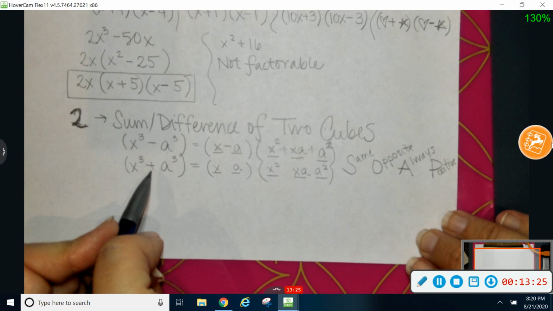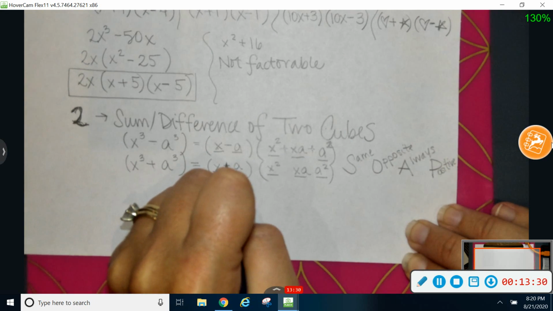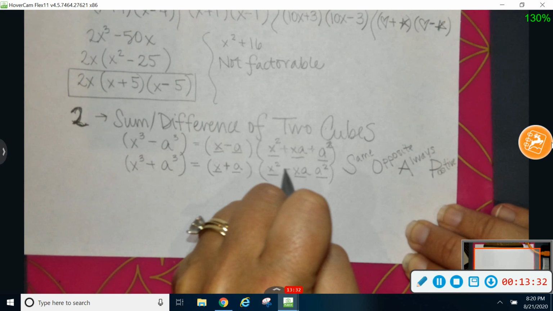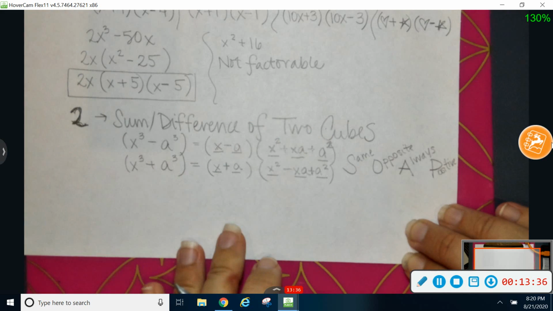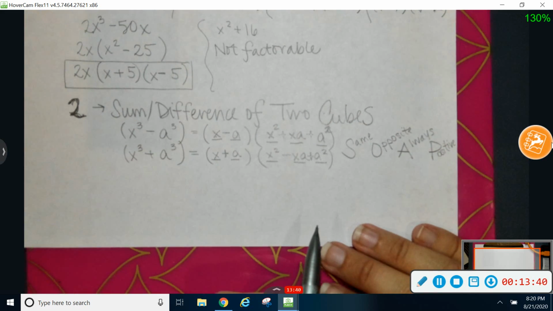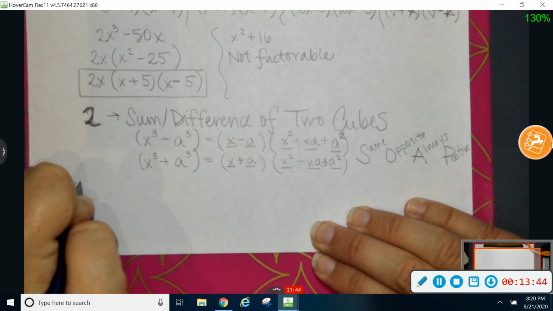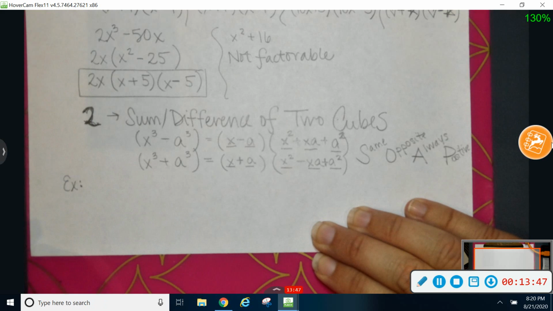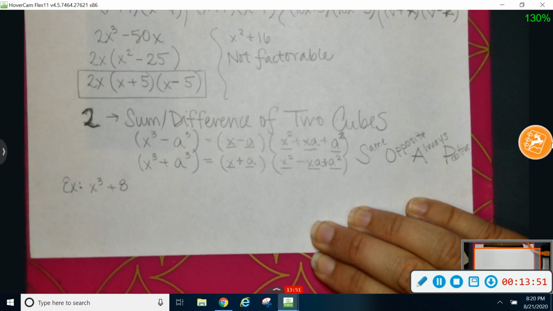For the sum, we use that same SOAP pattern. So in this case, I'm going to start with the same, and this time plus, opposite, negative, and the back is always positive. Same pattern, let SOAP do your signs. So let's look at a few examples of sum or difference of 2 cubes. What if we have x cubed plus 8? X cubed plus 8.